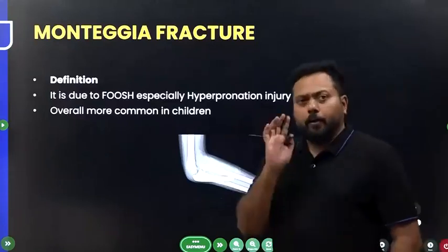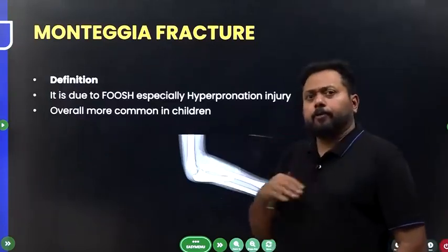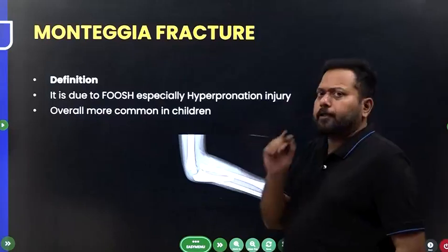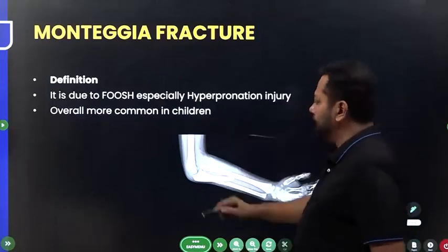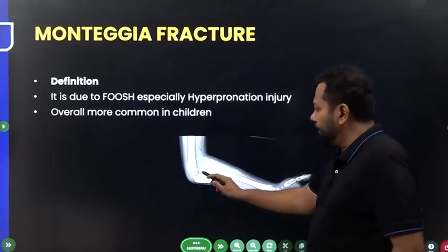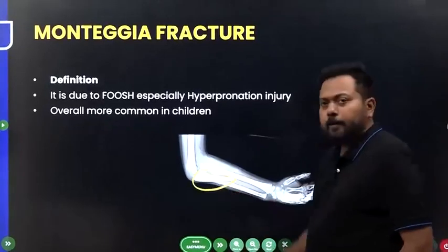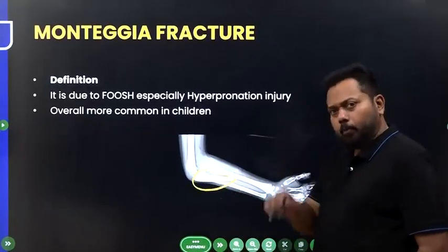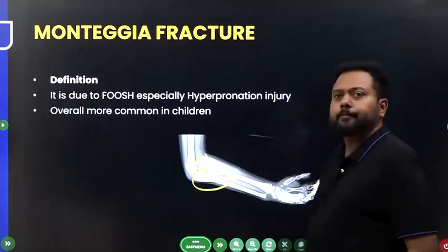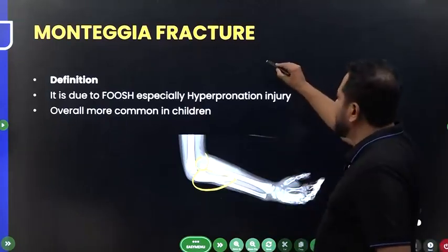Several times asked question in NEET. The main important thing we should know is the definition of Monteggia fracture. What is Monteggia fracture? Monteggia fracture is defined as fracture of the upper third of the ulna with radial head dislocation.